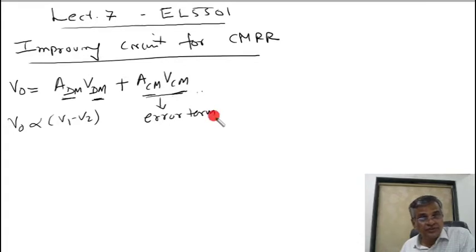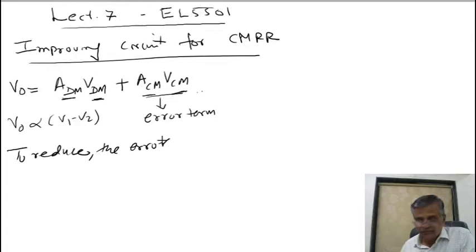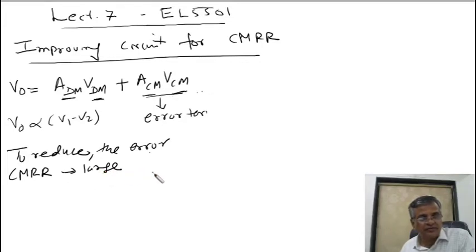To reduce this error, we know that CMRR should be very large. If you want to get less error in the output voltage, then the CMRR of the differential amplifier should be very large.